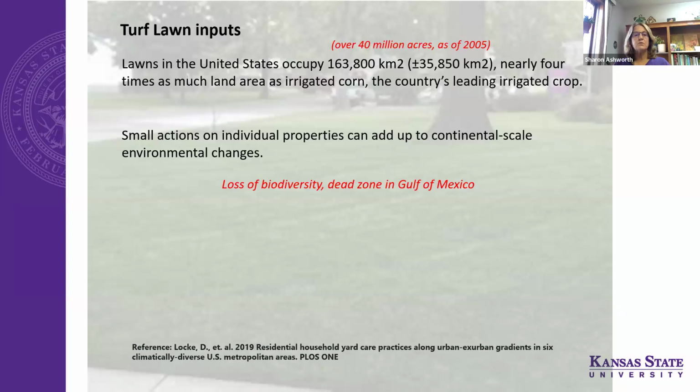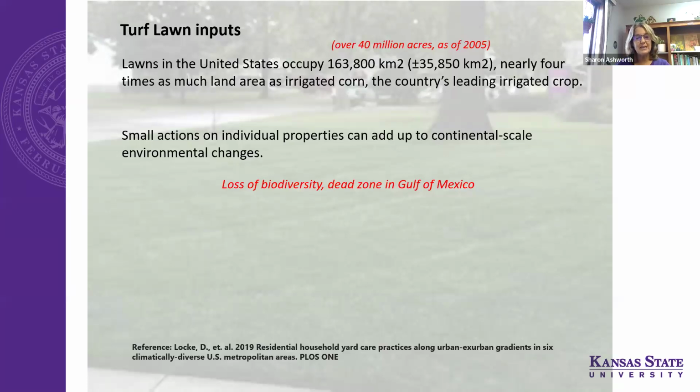And the great impact of that collectively, I want to focus in on this statement here that small actions on individual properties add up to continental scale environmental changes. All that turfgrass lawn that we have throughout the country is replacing native vegetation. And because of that coverage, we have really lost much of our pollinator diversity. Our native plants support our native pollinators, no matter where you are, and replacing that native vegetation with a monotype of some kind of turfgrass results in the loss of biodiversity.